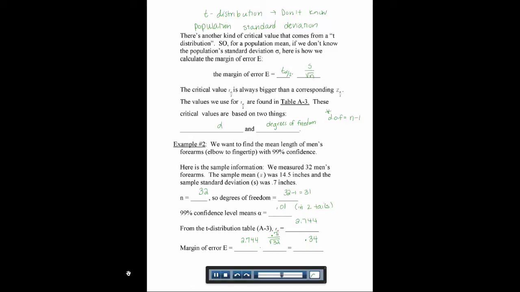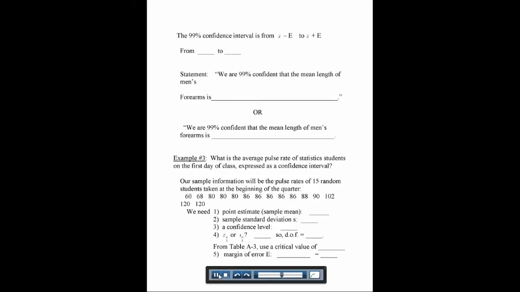So now if we want to find our confidence interval, we take the mean. Remember, our mean was 14.5, it was given. So we take 14.5 minus 0.34, which gives us 14.16. We take 14.5 plus 0.34, which gives us 14.84. So that's our confidence interval.